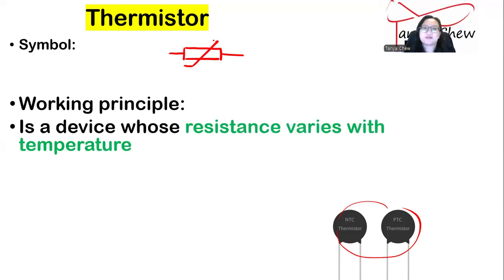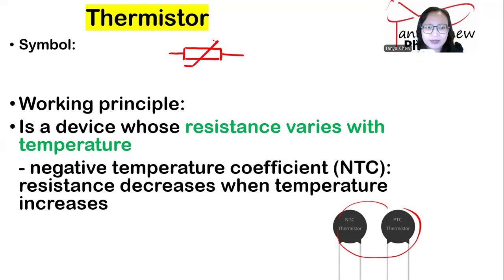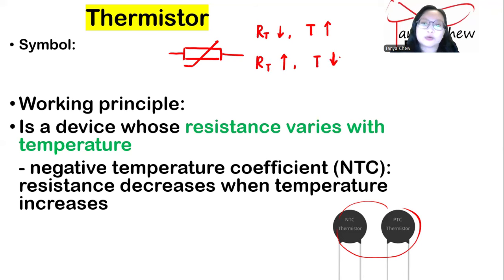The working principle of the thermistor is that it is related to thermal or temperature. It is a device whose resistance can vary with temperature. For NTC, the resistance of the thermistor decreases when the temperature increases, whereas the resistance of the thermistor increases as the temperature decreases. It is opposite.